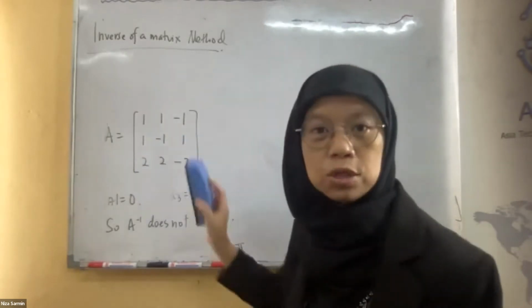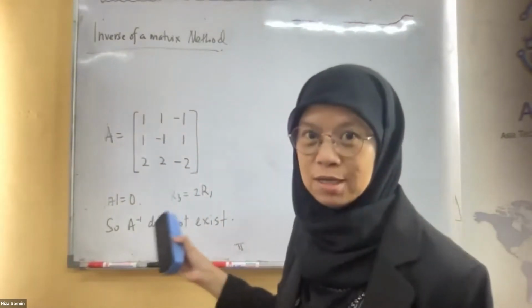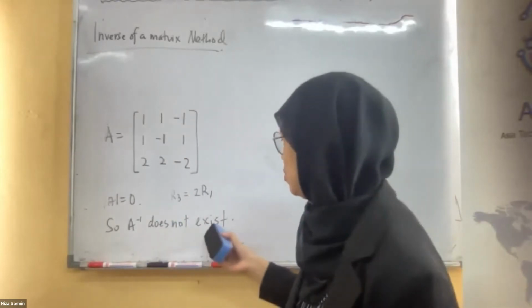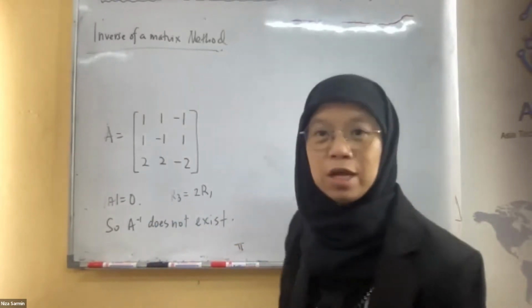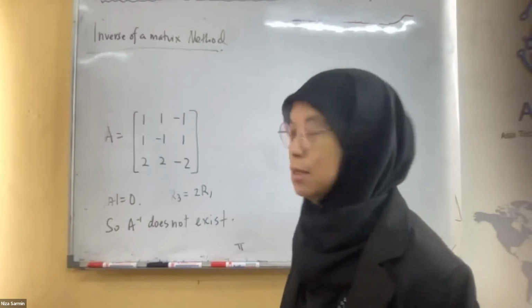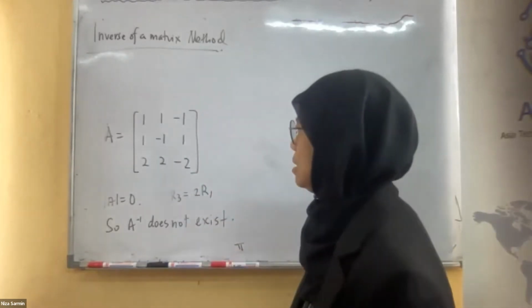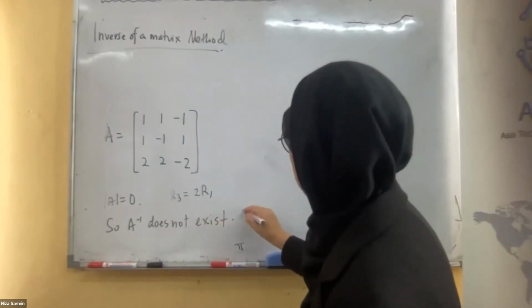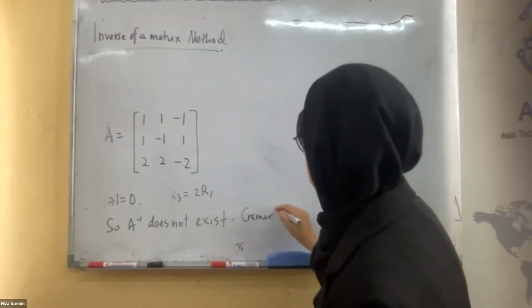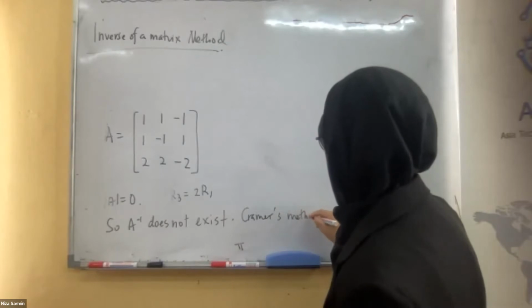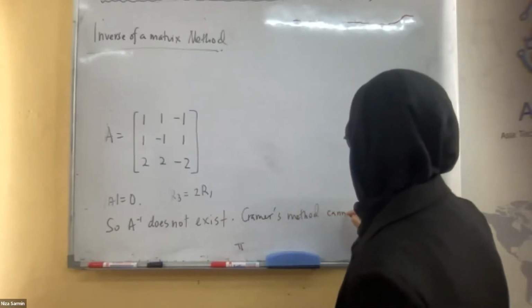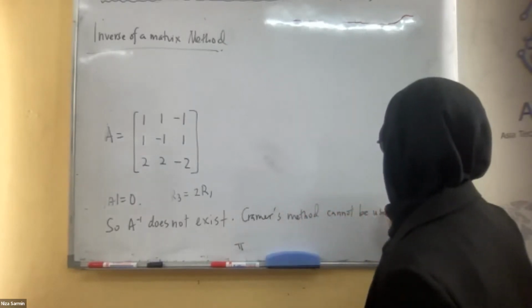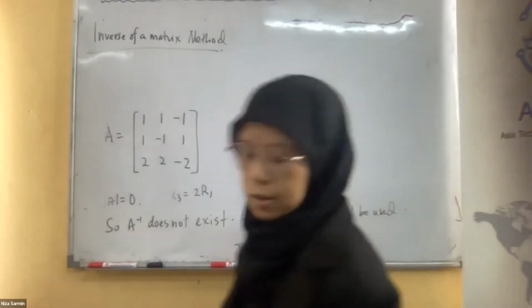Okay, so there is no solution. This is not the answer, you know. This one that says A inverse does not exist, and this is Cramer's method, cannot be used.